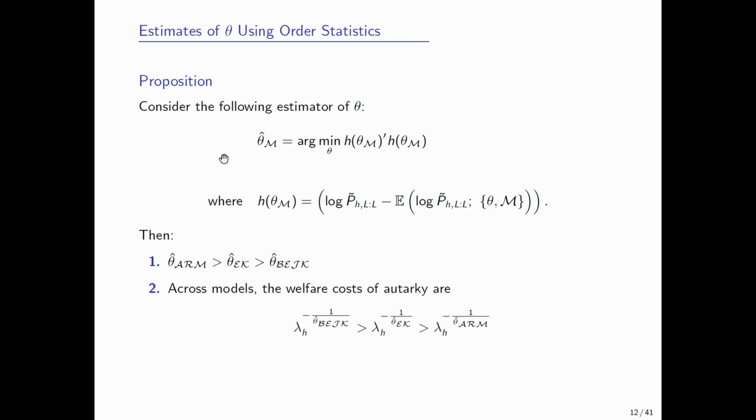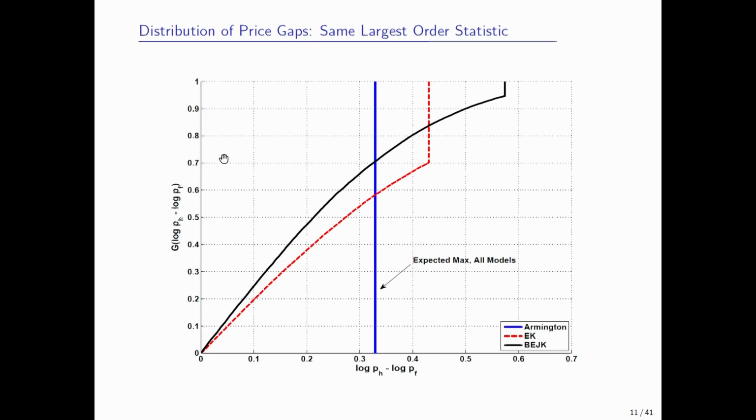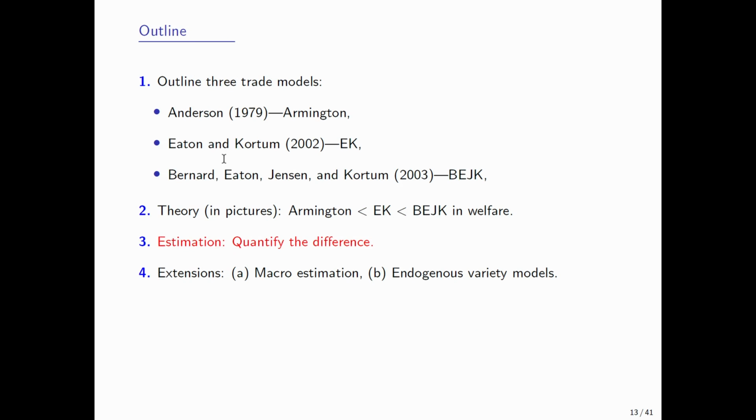Then you can show that given the distributions that I showed you in the previous slide, the estimated thetas would be ranked according to this estimator, which translates directly into a ranking of the welfare gains from trade using the Arkolakis-Costinot-Rodríguez-Clare formula. So this is just summarizing the kind of pictures that I described.